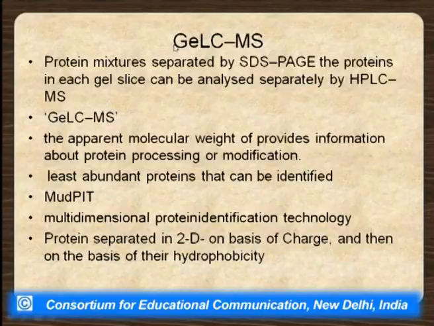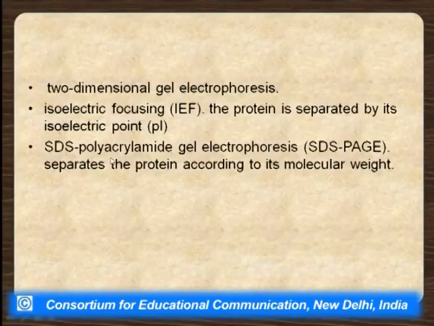Another type of MS we can do is MudPIT, multi-dimensional protein identification technology. Here you first perform a 2D gel electrophoresis on the basis of charge and hydrophobicity, and then you can take the sample for mass spectrometry. The two dimensions of the gel electrophoresis are isoelectric focusing, which will separate the protein on the basis of its isoelectric point, and the second dimension, the SDS polyacrylamide gel, which will separate it according to its molecular weight.